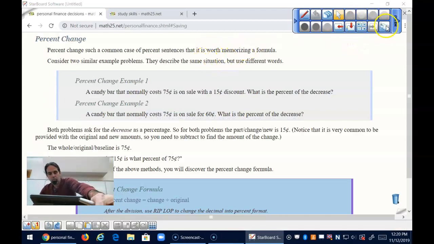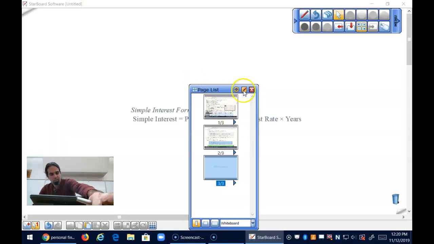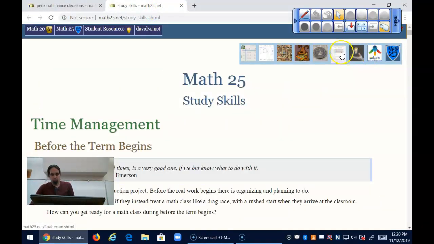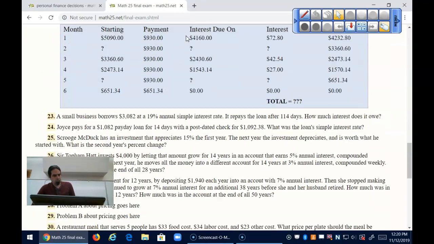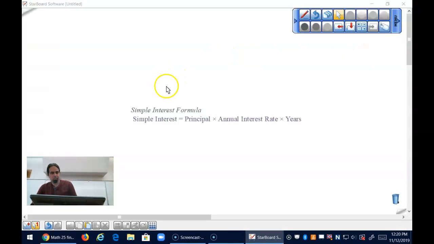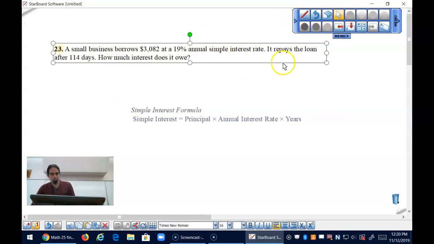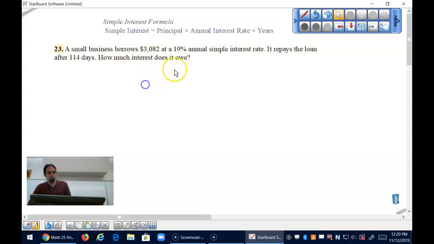Oops. Come on. What am I trying to do? That's what happened. And I'm just going to grab one from the practice final. I'll write it in black. I'll put that up there. Okay.